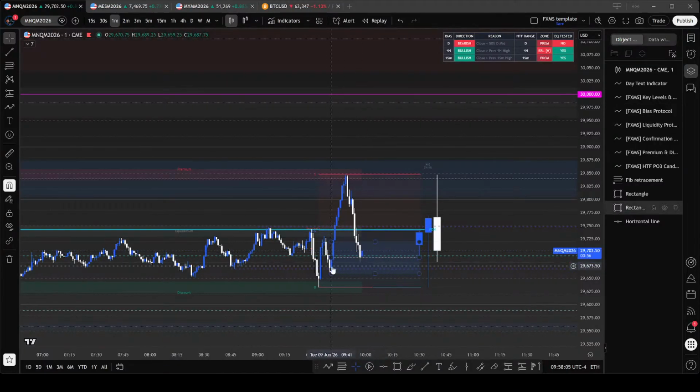Right, 700 level and the OB at the bottom here. This looks like this one.